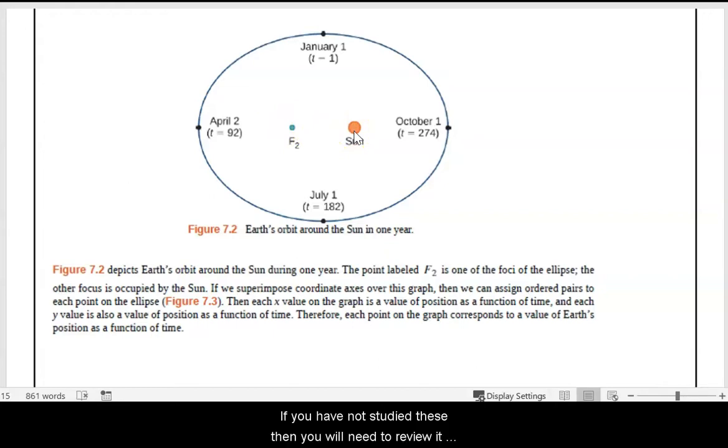If you have not studied these, then you will need to review it before we get into conic sections represented as polar curves in section 7.5. You'll notice that the sun is located at one of these focal points. What happens with an ellipse is that any object that is moving about an object at its focal point in its gravitational field will follow an elliptical path.